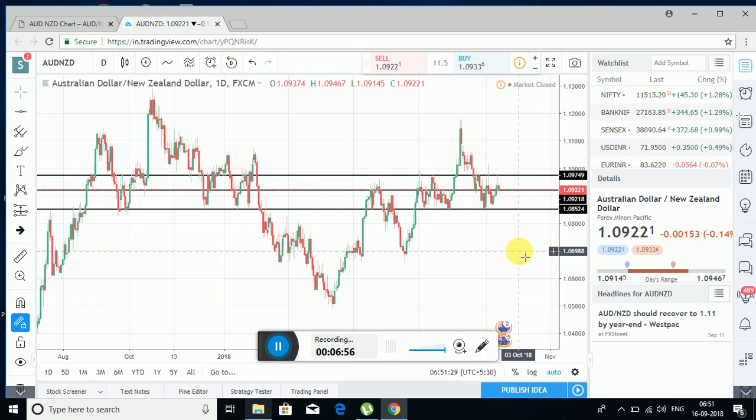So I showed you what I think about this currency pair, and I also tried to show you which markets you need to stay away from.